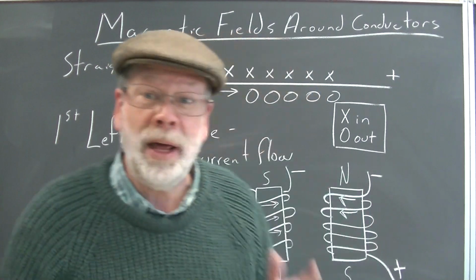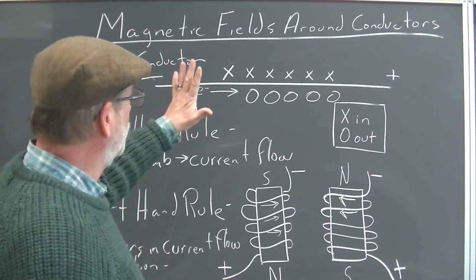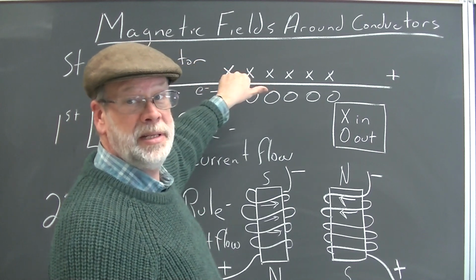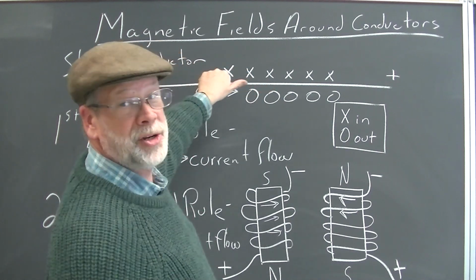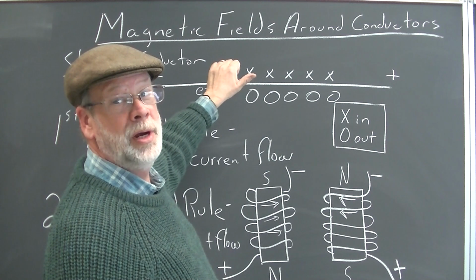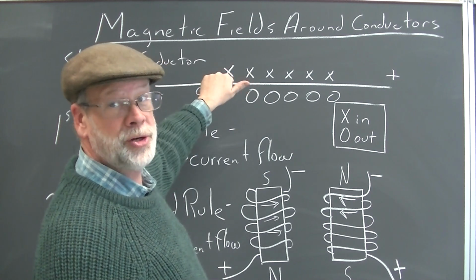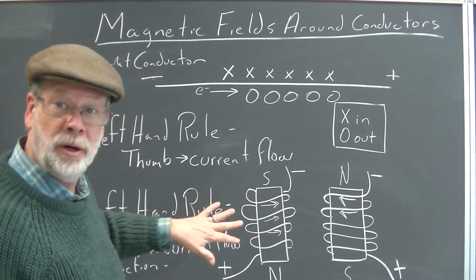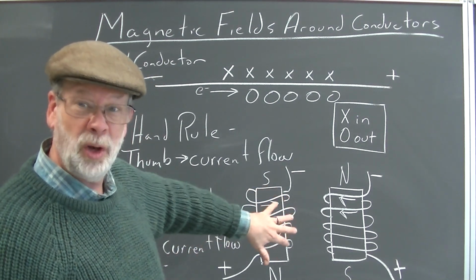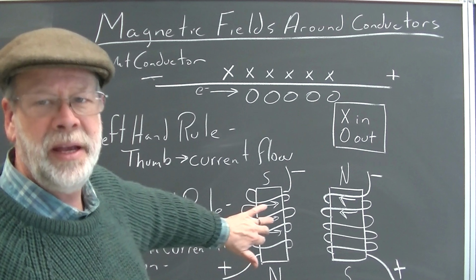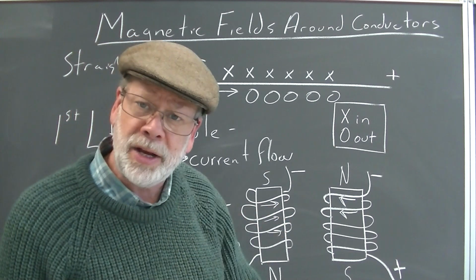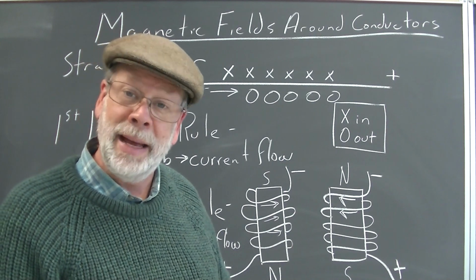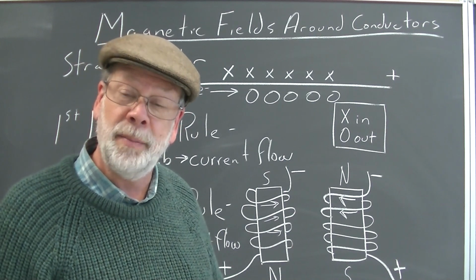So that's the first two left-hand rules. First left-hand rule, again: thumb points in the direction of current flow. This is the independent variable. Fingers wrap in direction of magnetic field. Second left-hand rule, now the fingers wrap around the coil. This is all about coils, the second left-hand rule. The fingers wrap around the coil in the direction of the electron flow. The thumb now points to the north magnetic field, the direction the magnetic field is coming out of the coil.